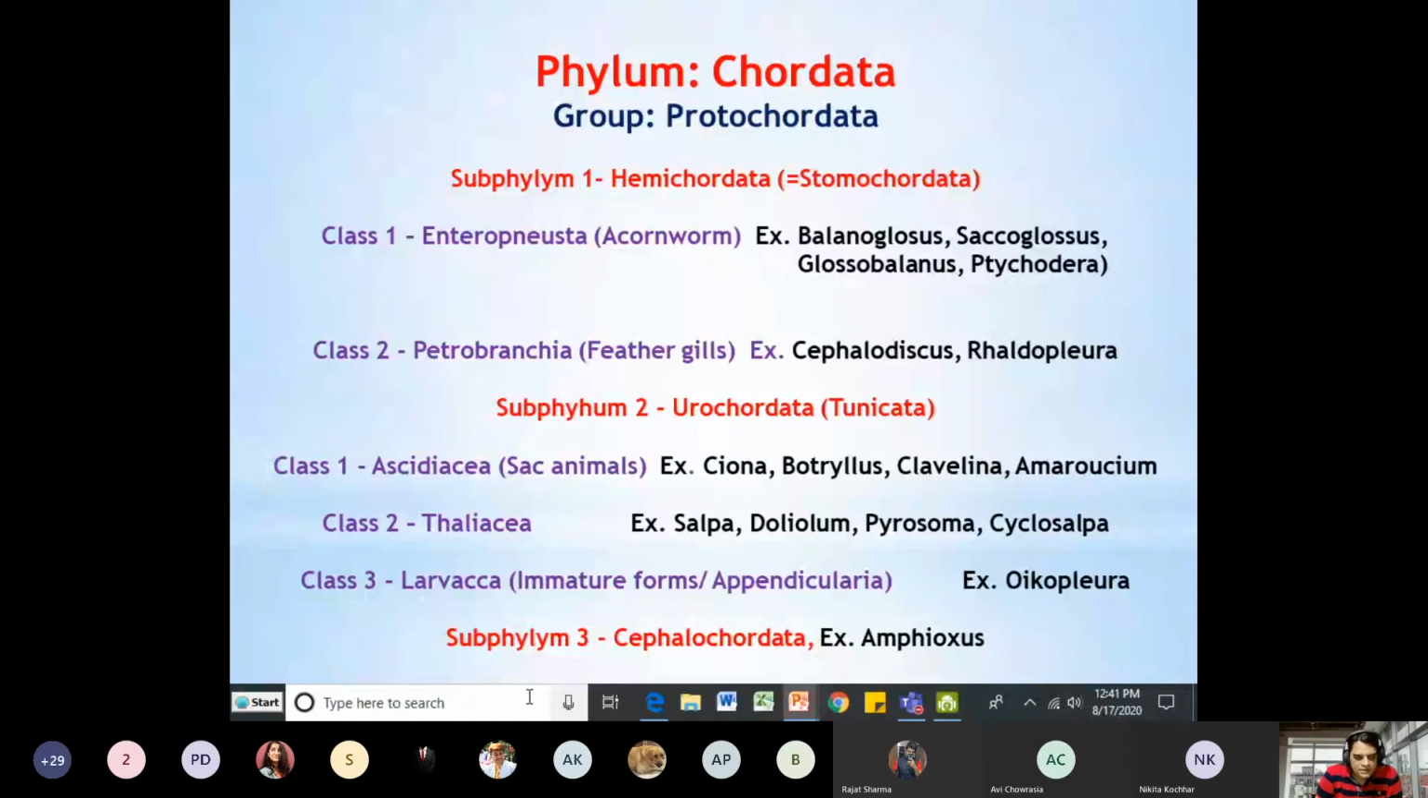Then the second class is Pterobranchia. They are commonly called feather gills because they have gills which have many rami, meaning branches. The examples are Cephalodiscus and Rhabdopleura, and we will be talking about Cephalodiscus and Rhabdopleura in the next few slides.